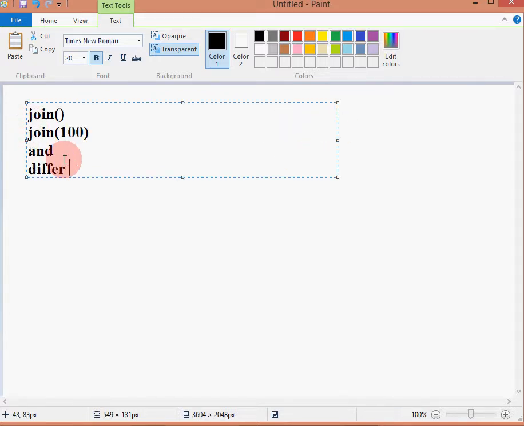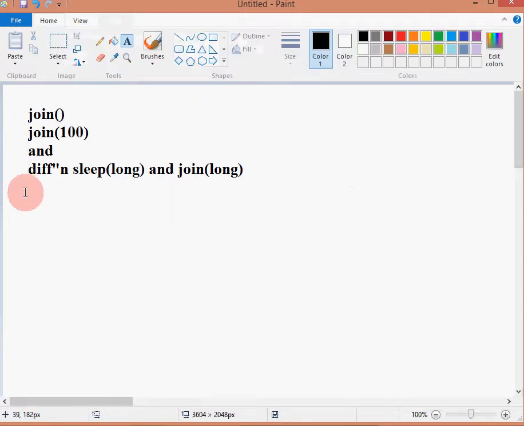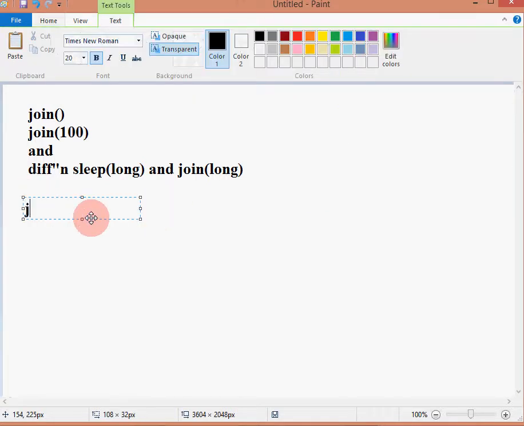difference between sleep long and join long. That means I pass a certain time to the system and see what the actual difference between those things is. Okay, so let's start our first scenario. Join. What is join?